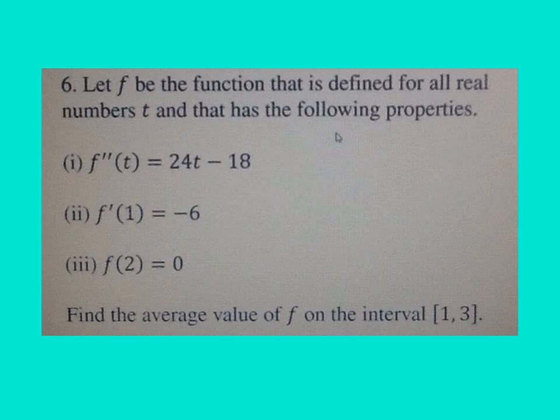All right, in this practice question, we're to let f be a function that is defined for all real numbers t and has the following properties. We know that the second derivative of f is 24t minus 18. The first derivative evaluated at 1 is negative 6. And the function evaluated at 2 is equal to 0. And we're asked to find the average value of f on the interval 1 to 3.